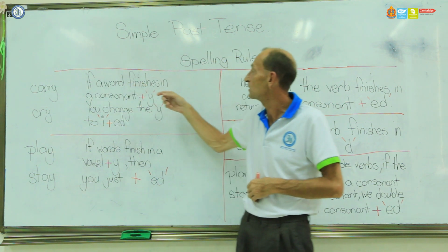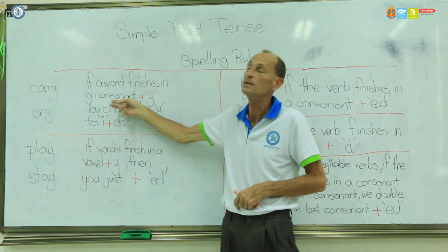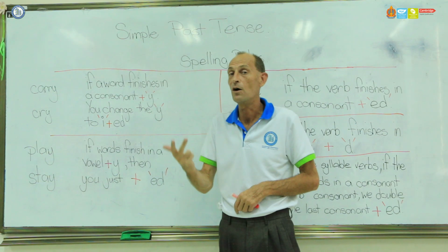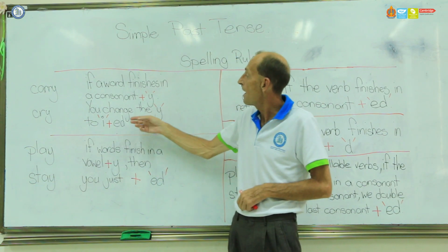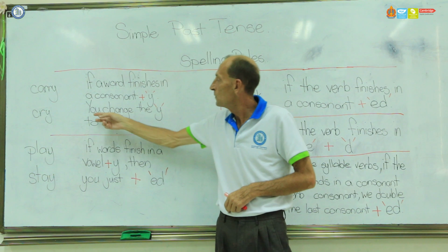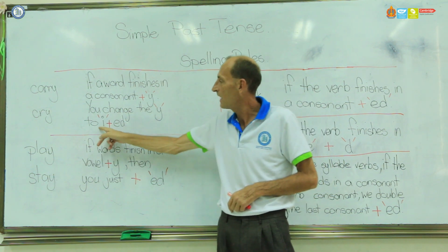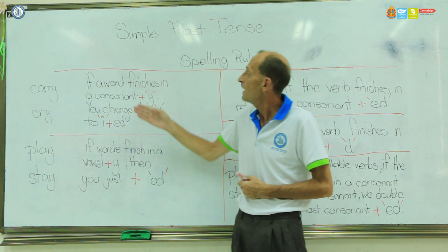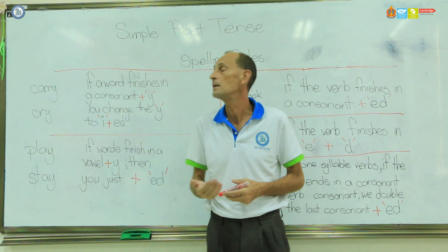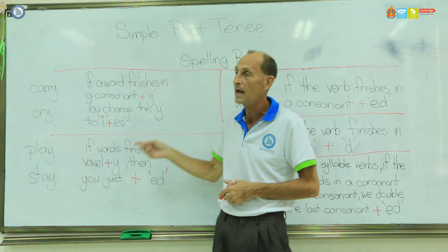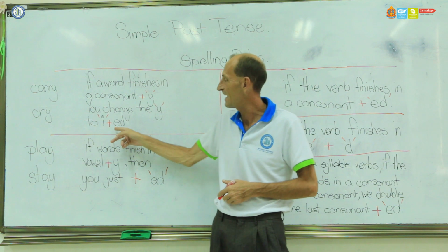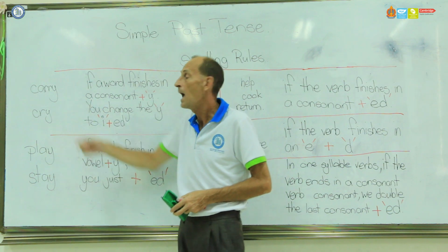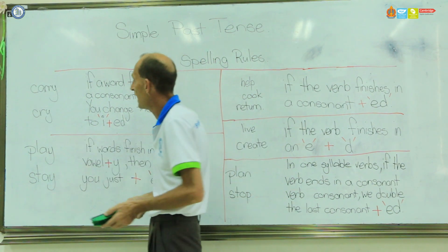So if a word finishes in a consonant, which is all the other letters of the alphabet except for A, E, I, O, U, then with our Y, you change the Y to a letter I and we add ED. Let's go through it again. So if the word finishes in a consonant and a Y, we change our Y to an I and then add ED. Now as you can see over here, I've got two words. We've got carry and cry. So let's change these into past tense.